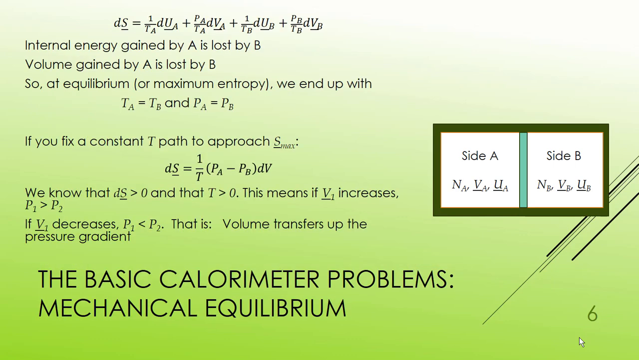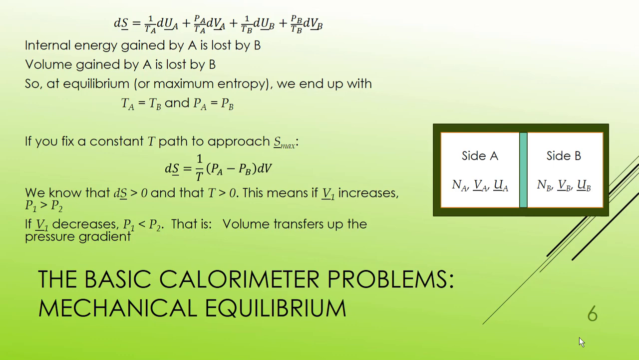So if we look at this, internal energy gained by A has to be lost by B. Volume gained by side A would be lost by side B. And the only way for all of this to be true is that the temperature on side A will equal the temperature on side B at equilibrium, and the pressures on side A and side B will be equal to each other at equilibrium.